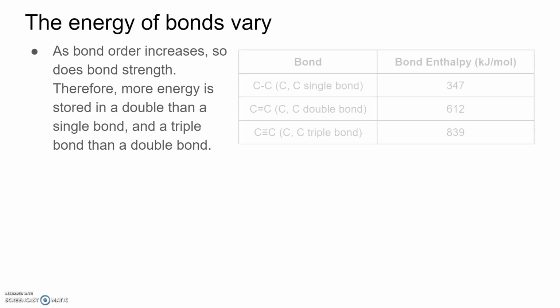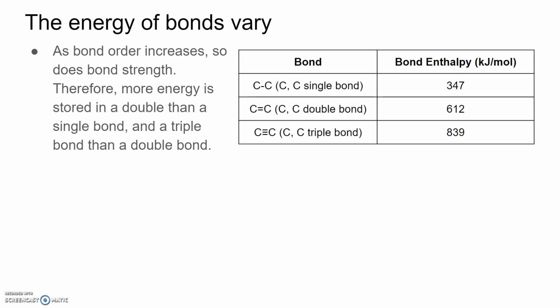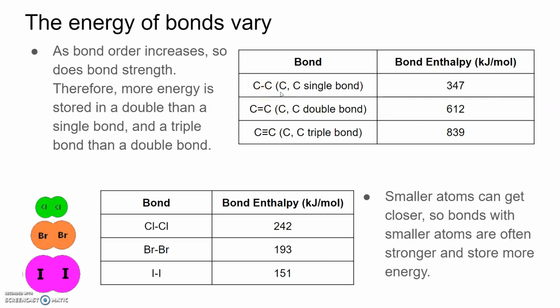One way it varies is based on the bond order, if you're dealing with a single, double, or triple bond. Essentially, as you can see in this table here, the bond enthalpy, which is the energy required to break a bond. The more bonds between two atoms, the stronger the bond. And that means it requires more energy to break that bond. So you'll notice a double bond has a higher bond enthalpy than a single bond, and a triple bond has a higher bond enthalpy than a double bond.